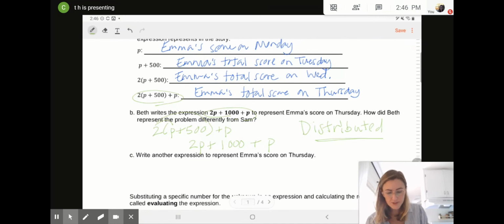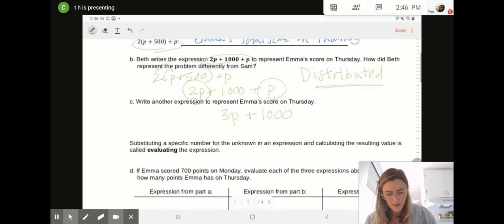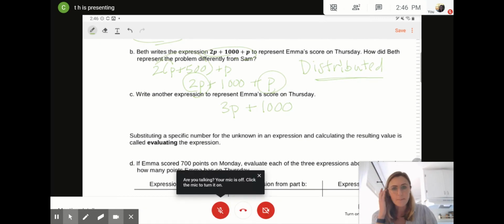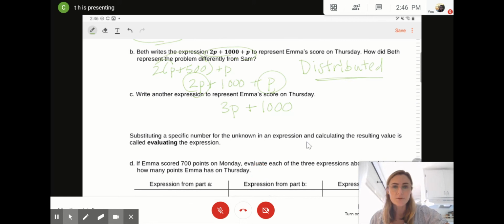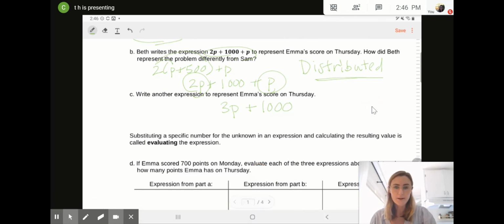Write another expression to represent Emma's score on Thursday. So another expression, we could just combine like terms. My like terms here are 2p and p. So I could write 3p plus 1,000. Substituting a specific number for the unknown in this expression and calculating the resulting value is called evaluating the expression. This is important because your homework and future lessons are going to ask you to evaluate expressions often.